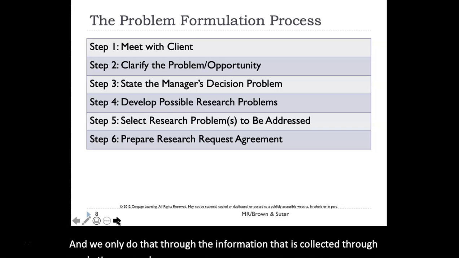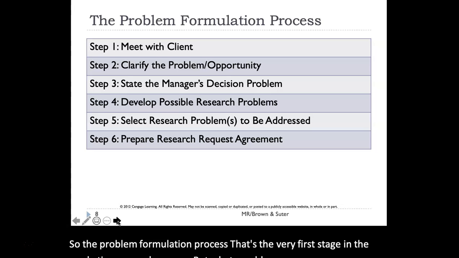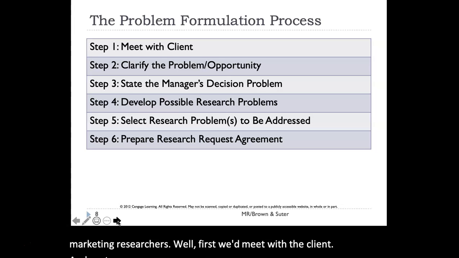So the problem formulation process is the very first stage in the marketing research process. But what would we do as marketing researchers? Well, first, we'd meet with the client and try to clarify the problem or opportunity that the client is concerned about. State the manager's decision problem, develop possible research problems, select a research problem to be addressed, and then prepare some type of an agreement that outlines exactly what we're going to do.